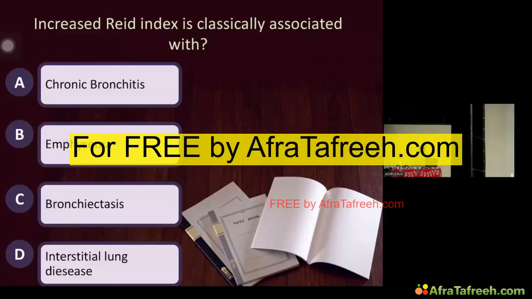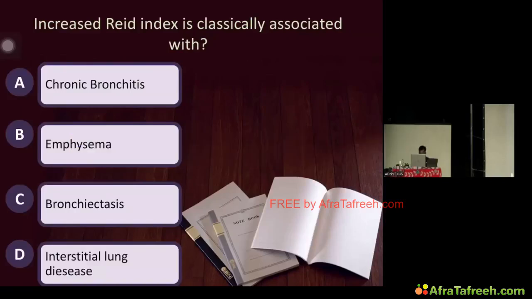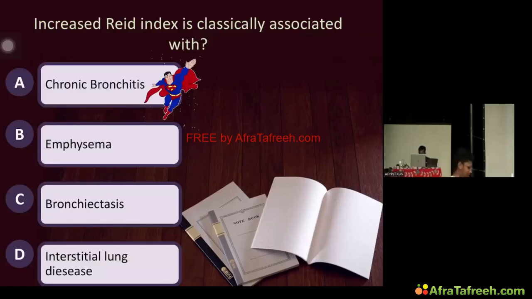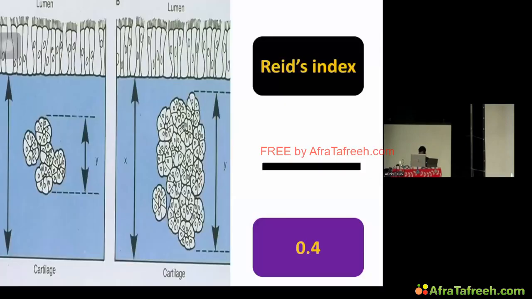So increased Reid index is classically associated with chronic bronchitis. Okay, so what is this Reid's index? Reid's index is one important parameter which you will see whenever a patient is having chronic bronchitis, where you are going to see two things.